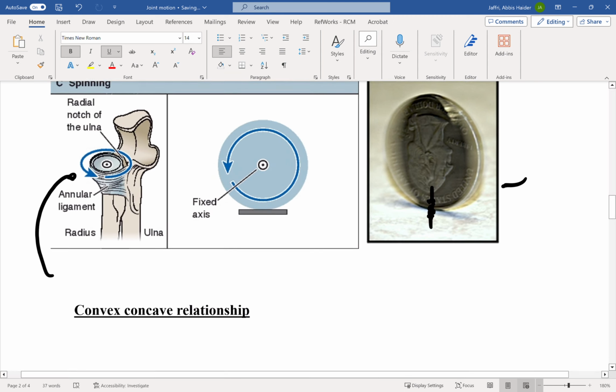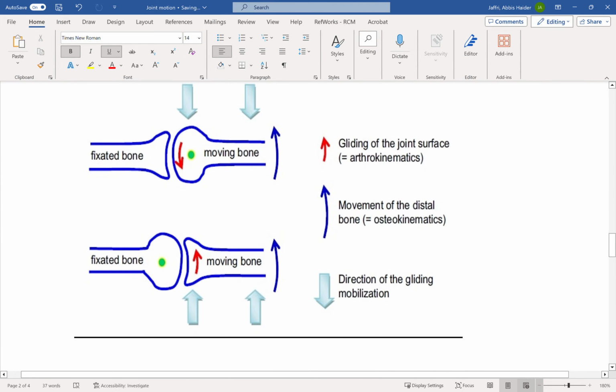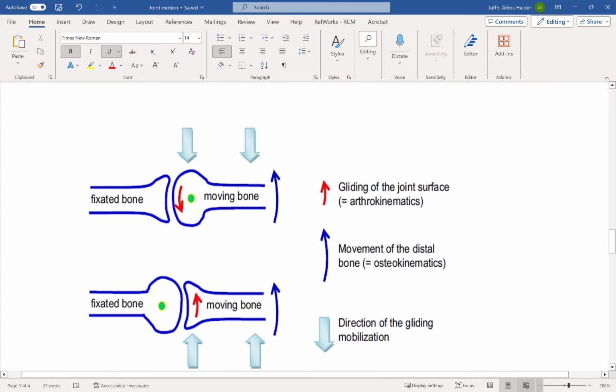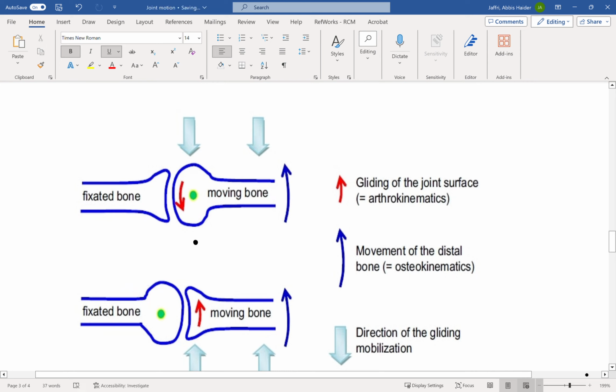Now let's talk about the concave convex rule. In the concave convex rule, we basically talk about the gliding motion here that I just discussed with you guys, and then we'll learn how gliding motion is happening alongside the osteokinematic motion. Okay, let's talk about this here. I'll try to explain it in a very easy way. Look at this surface. This is your convex surface. Okay, this is your concave surface.